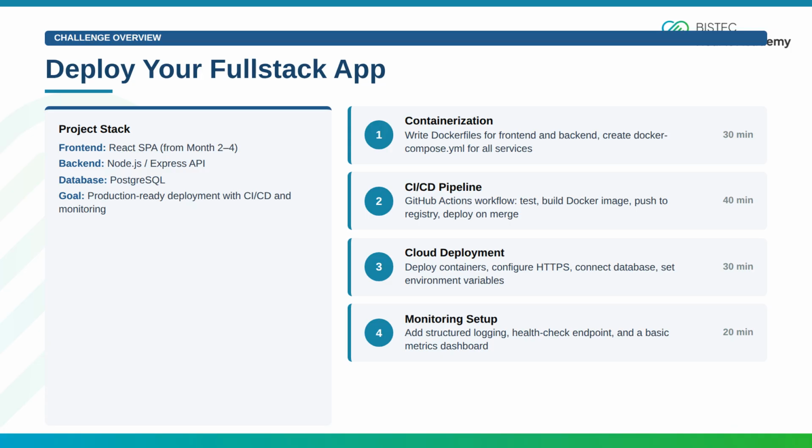Part 1 is containerization. Write the Dockerfiles and the Docker Compose file. Part 2 is the CI/CD pipeline. Create the GitHub Actions workflow. Part 3 is cloud deployment. Stand up the cloud environment and deploy. Part 4 is monitoring. Configure logging, health checks, and a basic dashboard. You have roughly 120 minutes for parts 1 through 4, and the final 30 minutes are for testing and validation.